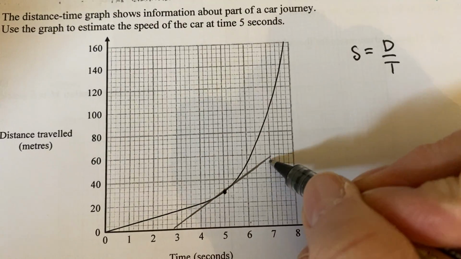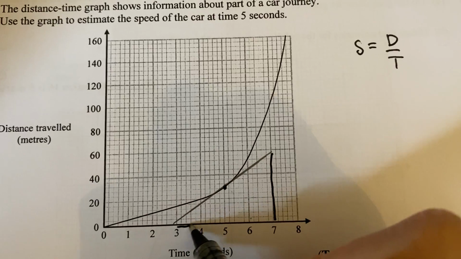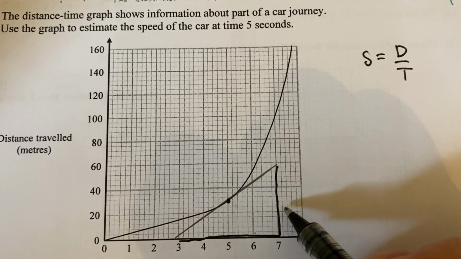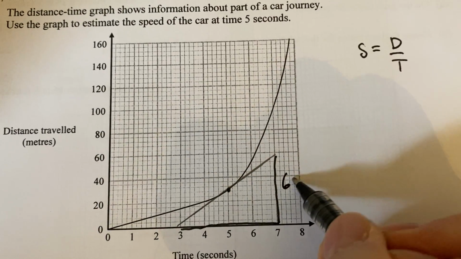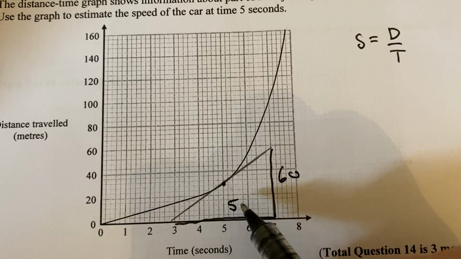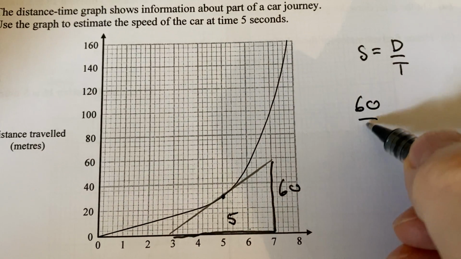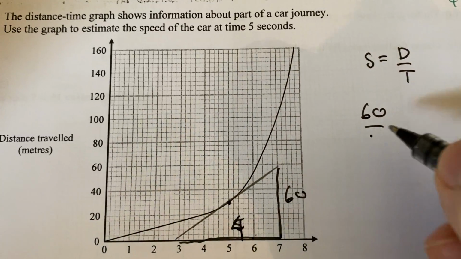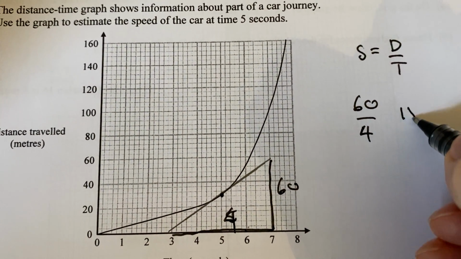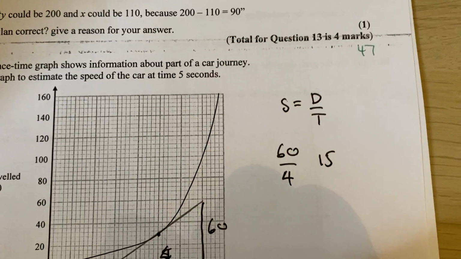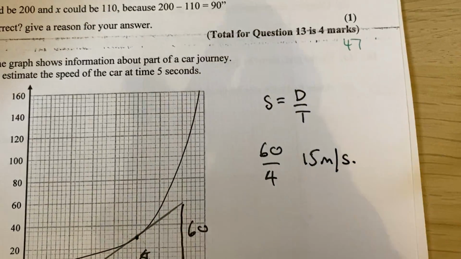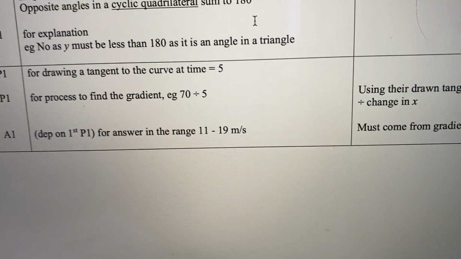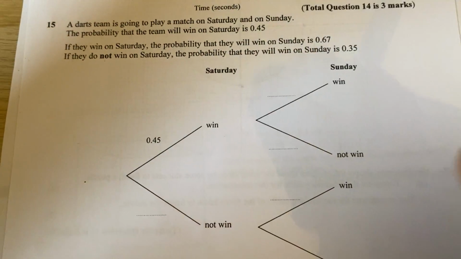So that's basically the gradient. And this is an estimate, so that is roughly 60, and that is roughly 5. So I'm going to say it's 60 over, is that 5? 1, 2, 3, no, it's 4. 60 over 4, which is about 15 meters per second. And if you look at the answer sheet, they accept anything between 11 and 19. So that's really, really good.